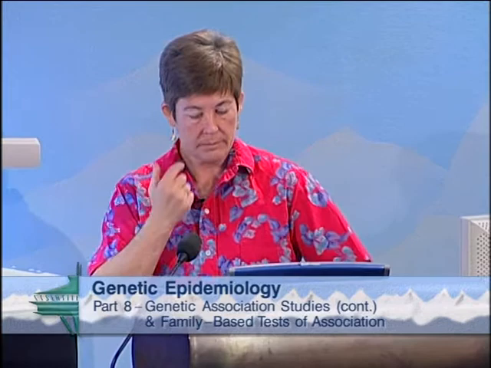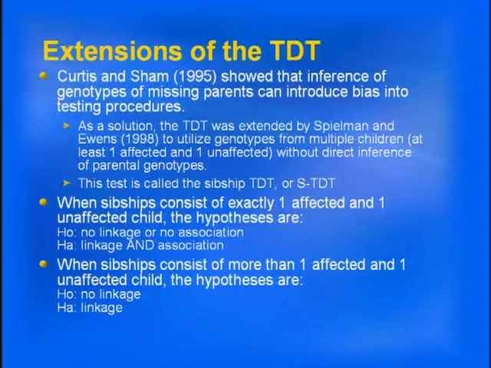Okay. So a couple of things to notice about the TDT is that what we're looking for is transmission of a particular allele from the parents to an offspring. For later onset diseases, what you may find is that one of your parents is missing. They're either deceased or unavailable for collection, or they just don't want to participate. What you could do is take the one parent that you have, figure out which allele was transmitted, and assign a probability to what the genotypes would have been in the missing parent. This was done briefly, but it was shown that this can actually introduce some bias into the testing procedures. So that's not recommended. But what was developed instead was an extension that allows you to use additional siblings of that affected child to serve as controls.